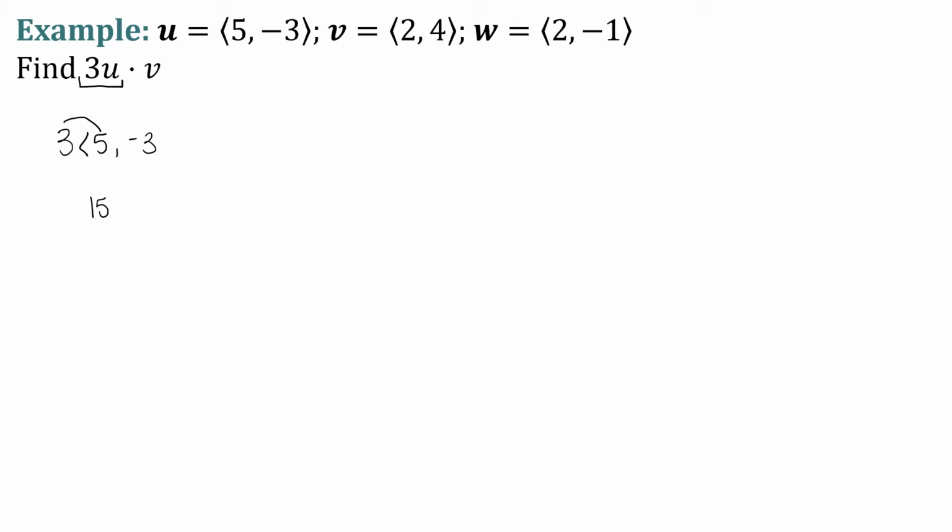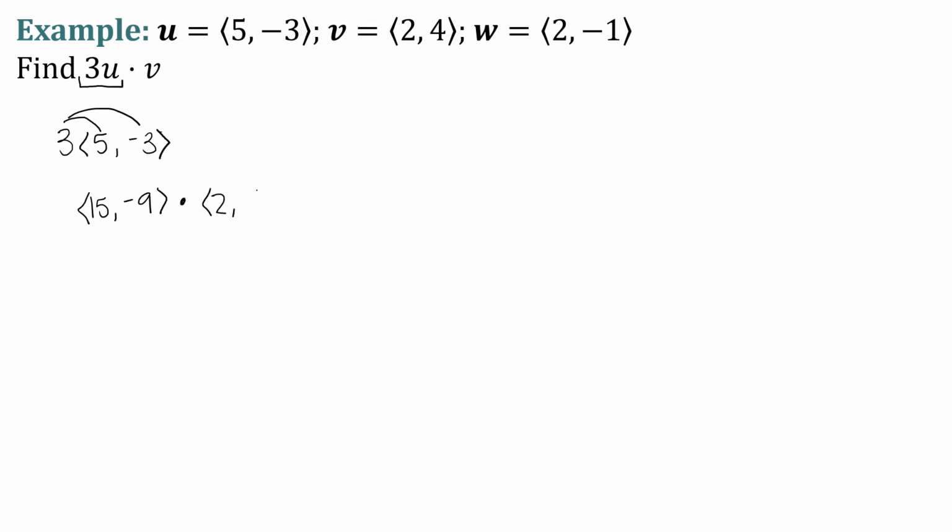I'm going to use correct notation. I'd accidentally written a parenthesis. And 3 times negative 3 is negative 9. So 3u is a vector because we simply multiplied the scalar 3 by the vector u. Now we need to find the dot product of 3u and v.